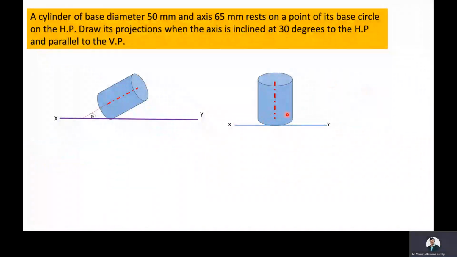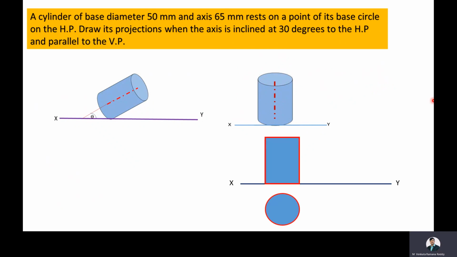Here, the cylinder is resting on its base on HP with its axis perpendicular to HP and parallel to VP. So, first draw the top view of the cylinder, that is a circle. After drawing the top view of the cylinder, then we will draw its front view. Drawing XY line, then top view, it is a circle. After drawing the circle, then we will draw front view. The front view indicates the axis height of the cylinder. This is top view and this is front view.